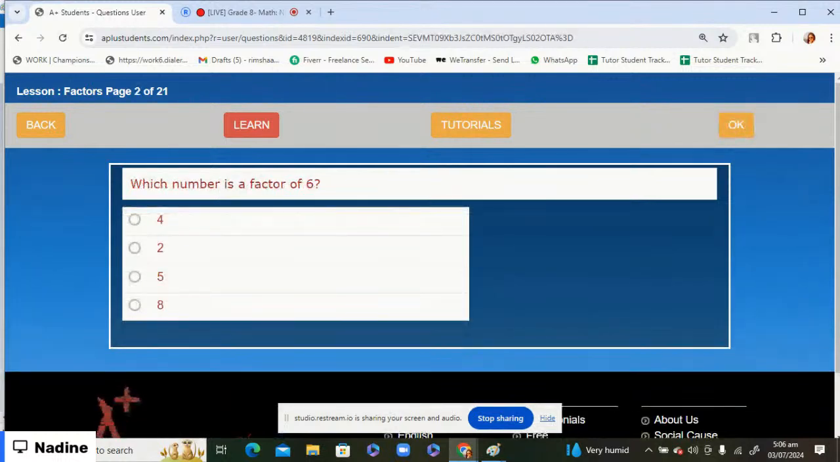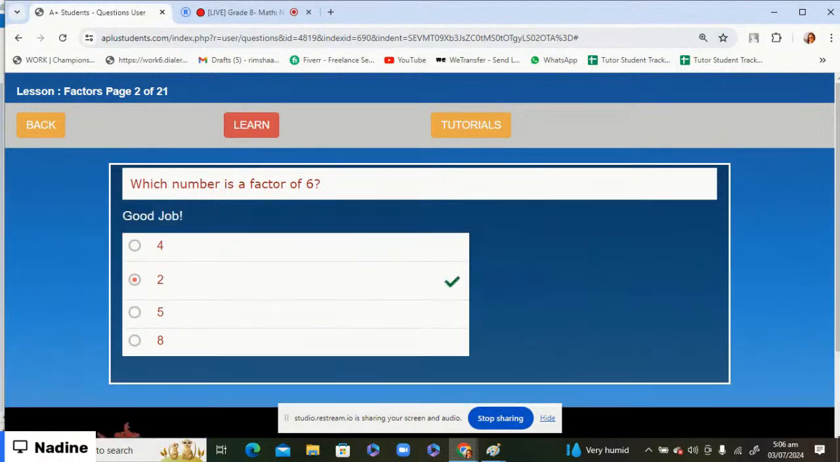Which number is a factor of 6? As we know that 4 does not divide 6. 2 divides 6, that is 6 divided by 2 is 3. Okay. So 2, we can write it.